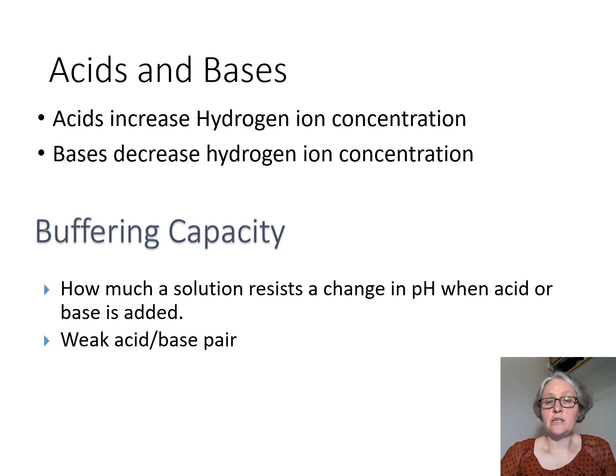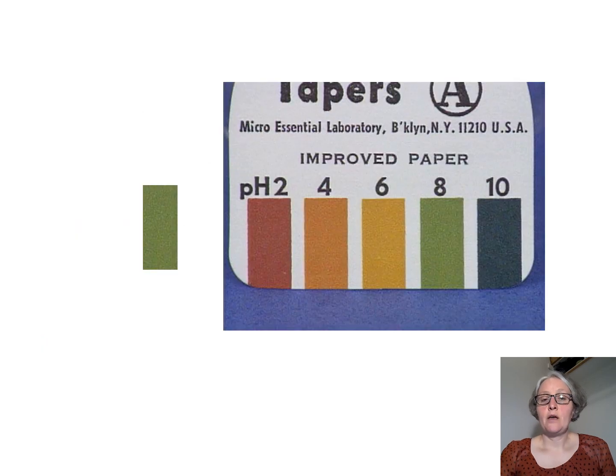With acids and bases, you should know that acids are going to increase hydrogen ion concentration, whereas bases decrease the hydrogen ion concentration. Buffering capacity is how much a solution can resist change in pH when acid or base is added. Buffers are usually a weak acid, weak base pair. You should be able to evaluate the pH using pH paper. So if you take the piece of pH paper and dip it into a substance, you just compare the coloration and then figure out the pH.